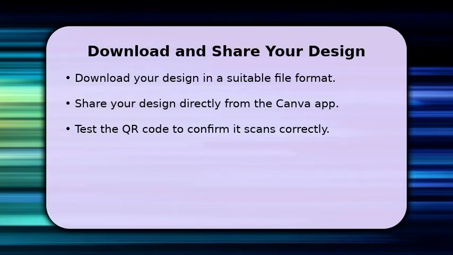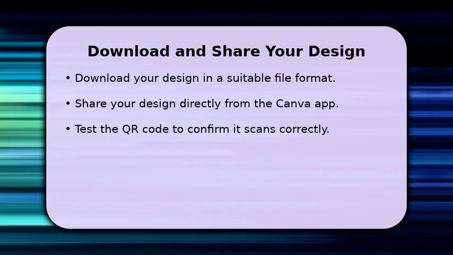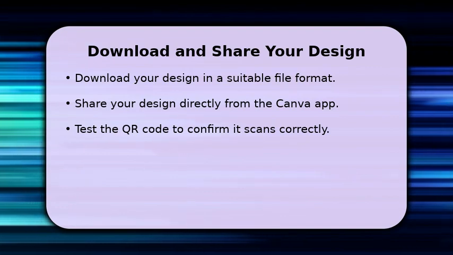Finally, after placing and customizing your QR code, it's time to download your design. Tap the download icon and choose a suitable file format, such as PNG or JPG, for high quality. You can also share your design directly from the Canva app to various platforms.